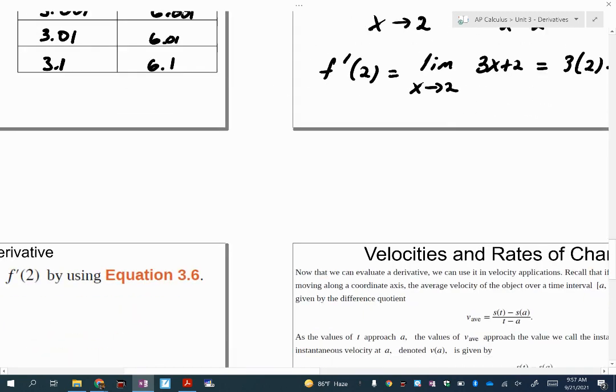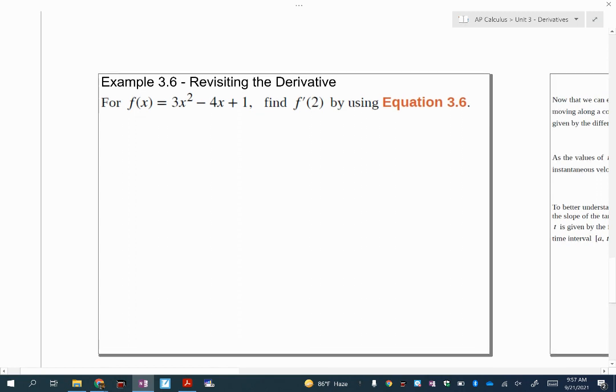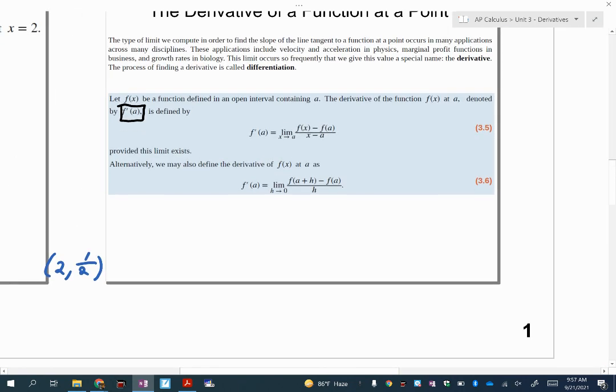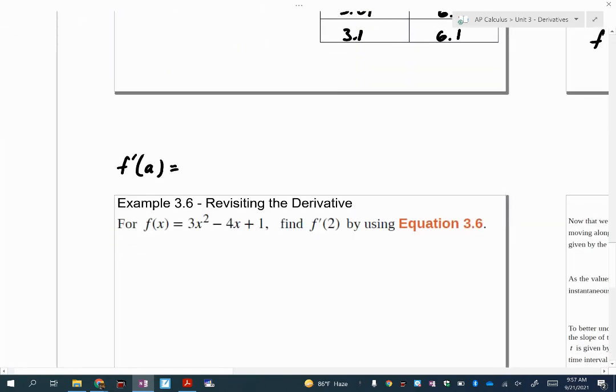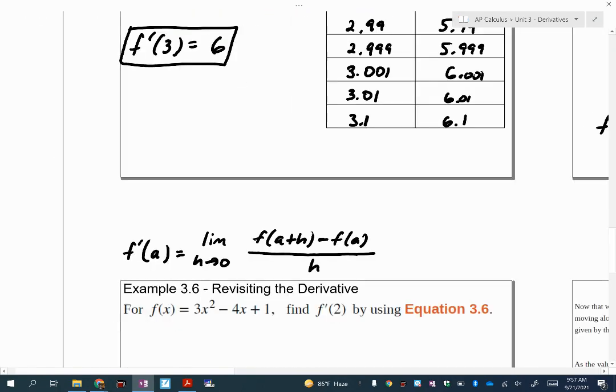All right, let's keep going. Now, we're going to do the same thing. Now you're like, oh, we just did this, Mr. Frederick. We did, so we know it's going to be 8. But I want to try to use that other one, which says f prime of a. Go back to the slide, show you where I'm getting this from. The second one, f prime of a, is the limit as h approaches 0 of f of a plus h minus f of a over just h. Okay? So again, we're using this second one. Okay, so let's do it.